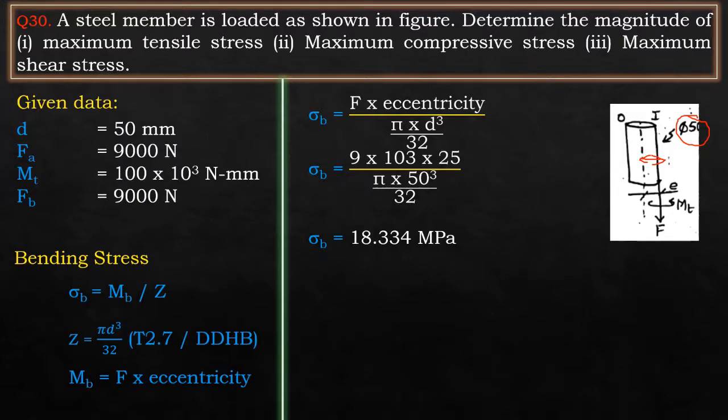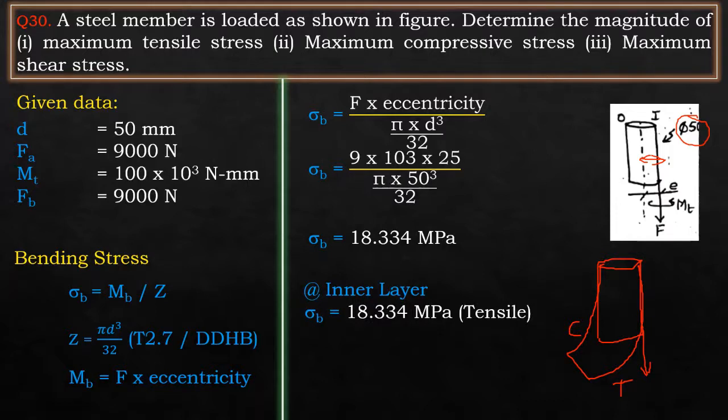The bending stress on further simplification will be equal to 18.334 megapascals. This bending stress will be at two different layers, as I have mentioned, inner layer as well as outer layer. At inner layer, since the load is applied in this direction, the inner layer will try to bend and it will try to extend. The outer layer will get compressed. Therefore, the bending stress will be tensile in nature at inner layer and it will be compressive in nature at outer layer. So sigma B is equal to 18.334 megapascals, which happens to be tensile at inner layer, and sigma B is equal to 18.334 megapascals, which happens to be compressive at outer layer.